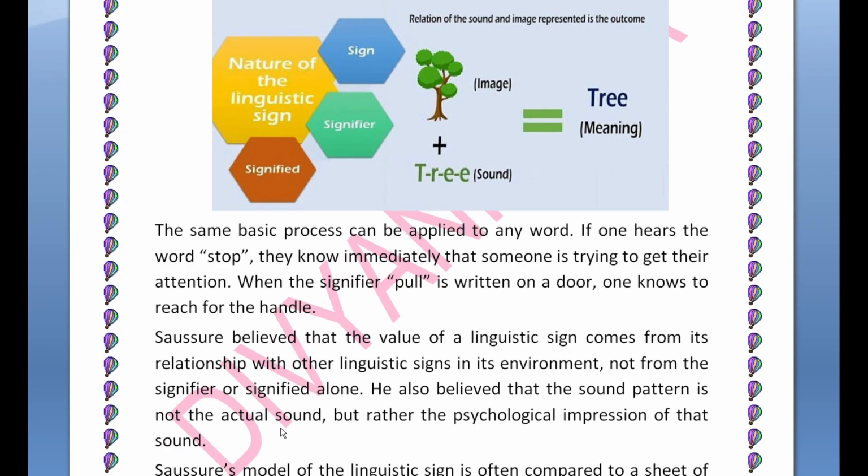Next para. Saussure believed that the value of a linguistic sign comes from its relationship with other linguistic signs in its environment, not from the signifier or signified alone. He also believed that the sound pattern is not the actual sound, but rather the psychological impression of that sound.